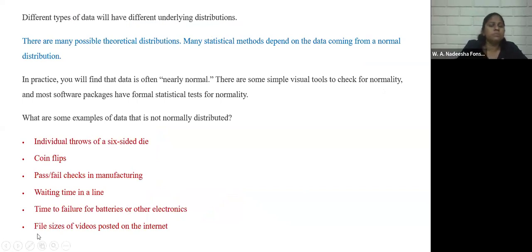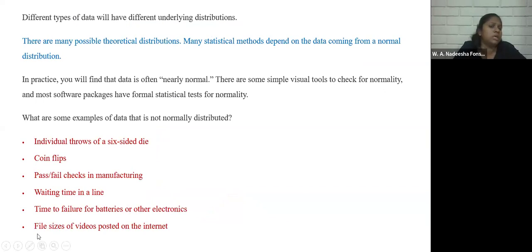There are possible theoretical distributions. Many statistical methods depend on data coming from a normal distribution. But there are some, those are called nearly normal distributions. We discussed them. But there are some examples where the data are not normally distributed. So those are called random tests like that.